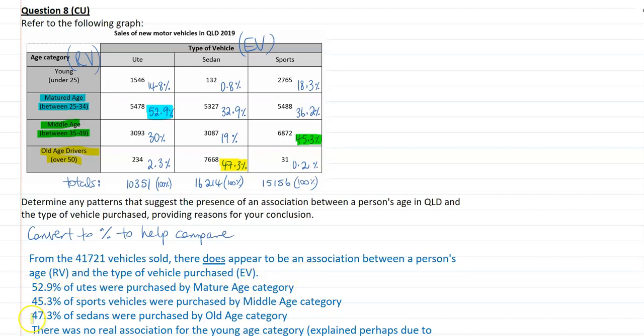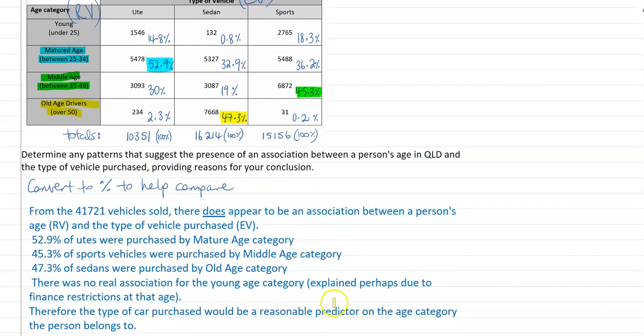I listed out those 3 examples. For the young age, probably because of their financial restrictions at that age, they don't care which vehicle they buy. But overall, I could say that the type of car purchased would be a reasonable predictor of the age category of the person that the car belongs to.